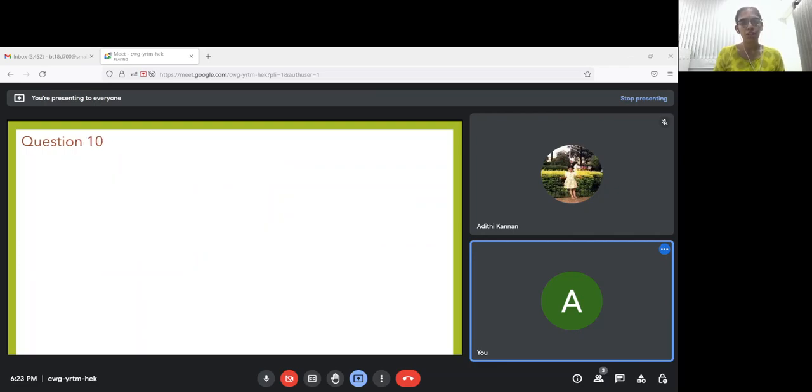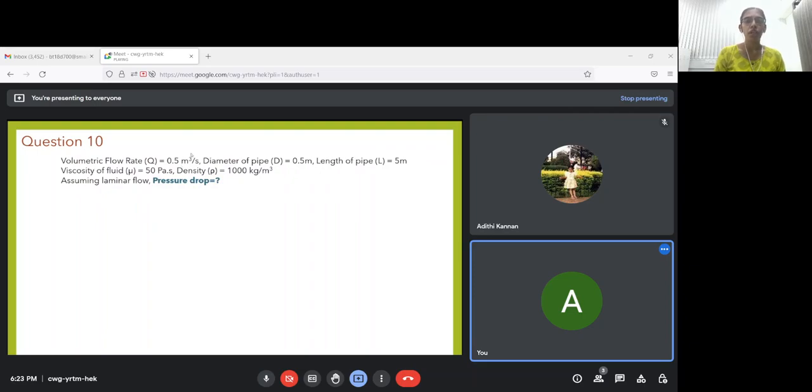Moving on to the last question. The volumetric flow rate in a pipe is given as 0.5 meter cube per second. The diameter of the pipe is 0.5 meter. The length of the pipe is 5 meter. The viscosity of the fluid given is 50 pascal second, and the density given is 1000 kg per meter cube. We are asked to assume a laminar flow, and we are asked what is the pressure drop across the tube.